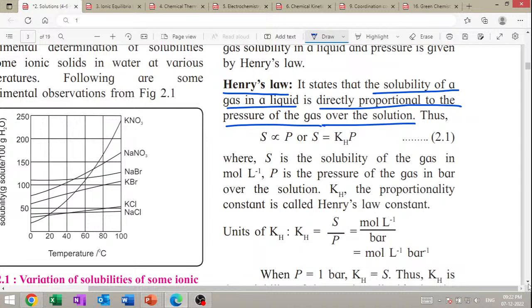So this is the statement, and then this is the equation for it. Solubility is directly proportional to the partial pressure, and write the KH. KH is known as the Henry's law constant. So write just Henry's law constant and its unit.